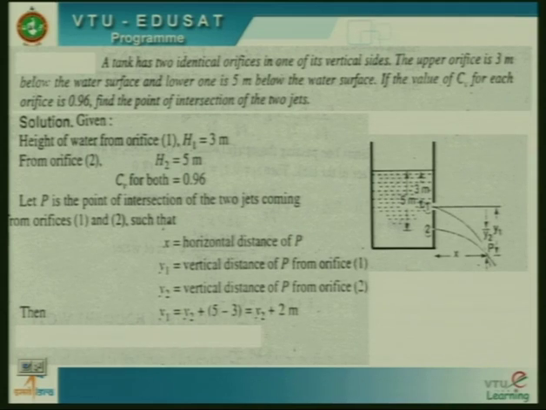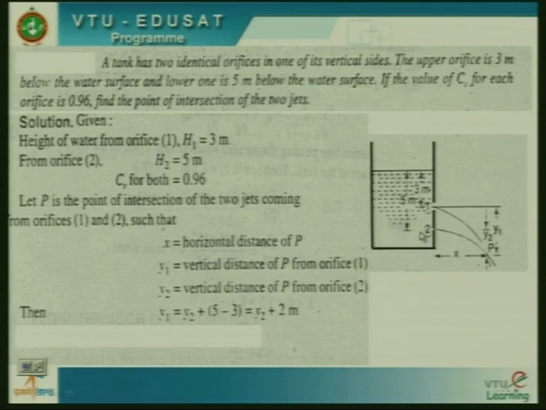Now look at this. The first orifice is at a depth of 3 meter from the free surface. The second one is at a depth of 5 meter from the free surface. In other words, this total depth is 5 meter and this depth is 3 meter. Therefore, from orifice 1 to orifice 2, the vertical distance is 2 meters, 5 minus 3.